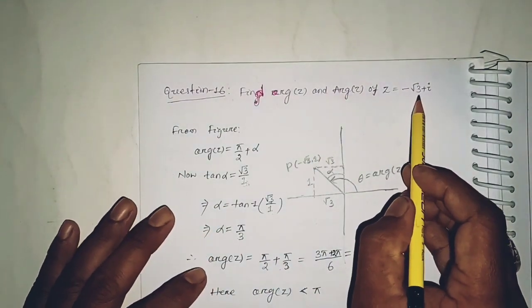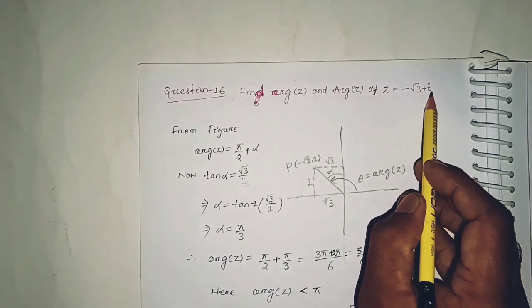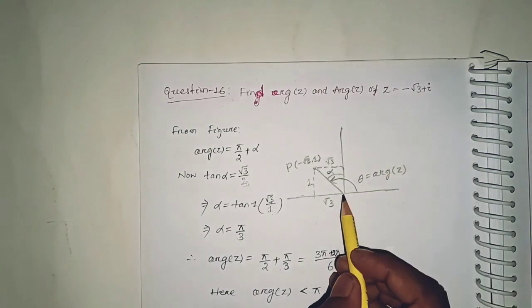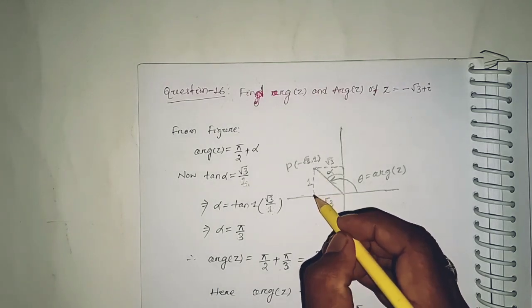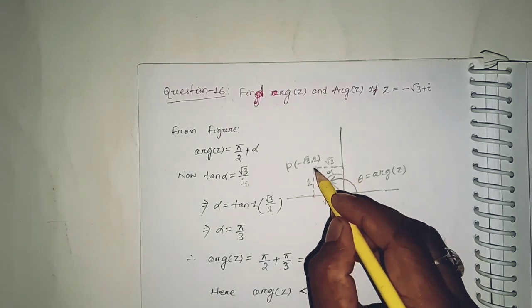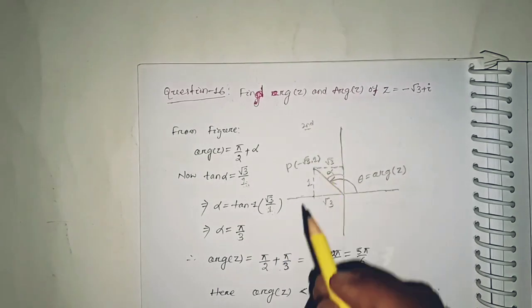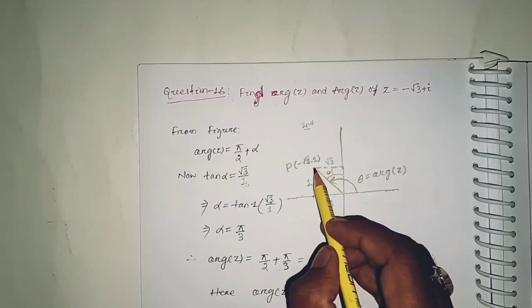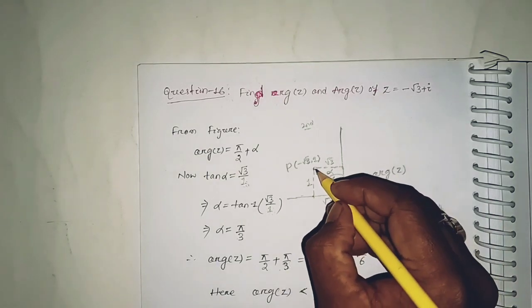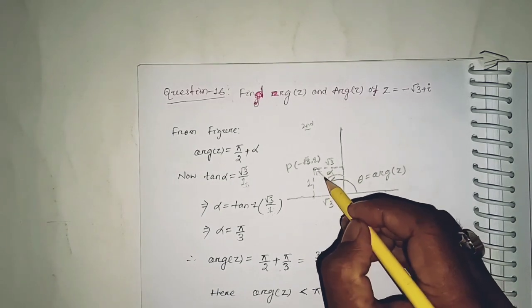Here the real part value is minus root 3 and the imaginary part is your 1. So minus root 3, suppose this much, and 1 unit of height is this much. So the point will be located in your second quadrant, this one. This is the point of the complex number where it has to be represented, and the vector form of this complex number is this one.